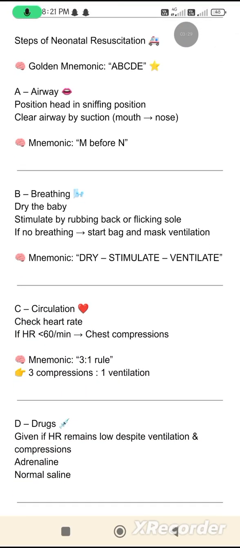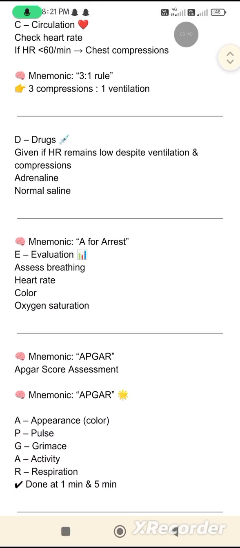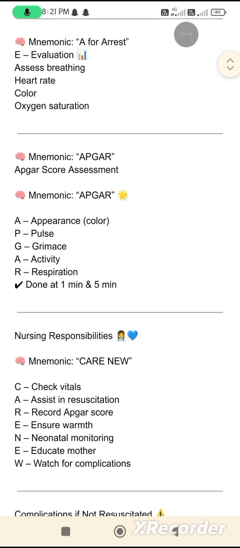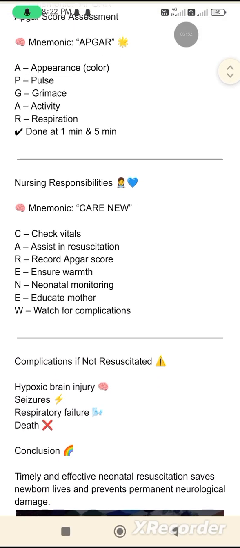Steps used in neonatal resuscitation you can learn by A, B, C, D, E. A, airway. B, breathing. C, circulation. D, drugs. E, evaluation. And after resuscitation, need to assess Apgar score. Apgar score stands for A, appearance, P, pulse, G, grimace, A, activity, R, respiration. It is done within 1 minute and next 5 minutes.